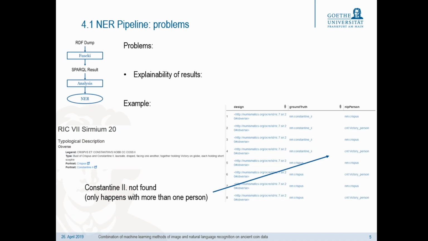So let's start this analysis by discussing the problems of the NER pipeline. The explainability of NER results is the main problem here. In a few cases, when there is more than one person in a design, not all persons are recognized by the pipeline. As an example for this behavior, you can see here that our NER model has found the Emperor Crispus and the Goddess Victory in the design. But the Emperor Constantine II was not found. We don't have any good explanation for this now, so we have to investigate further.